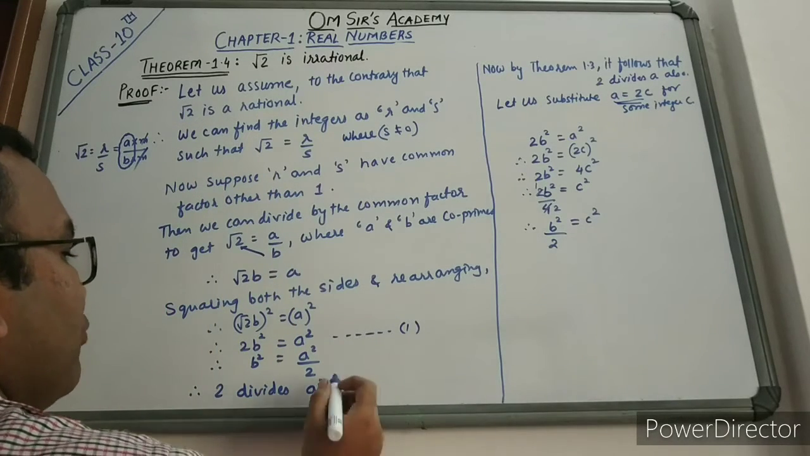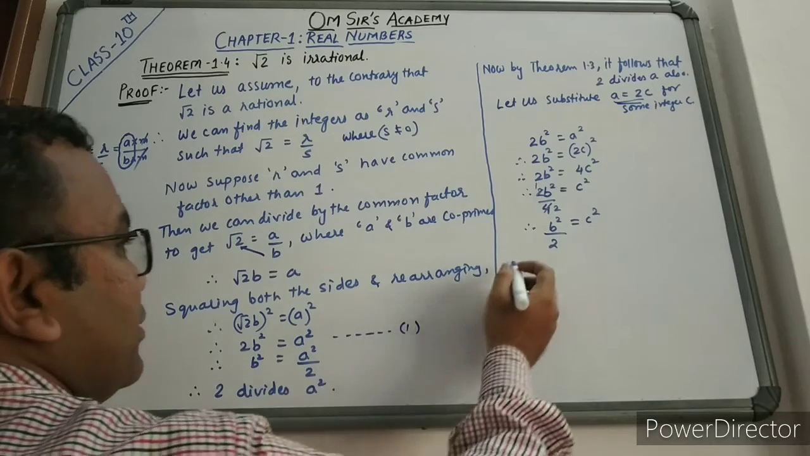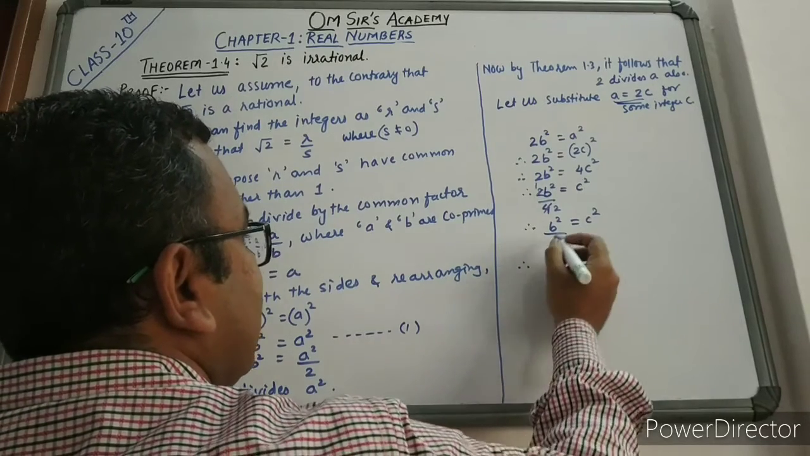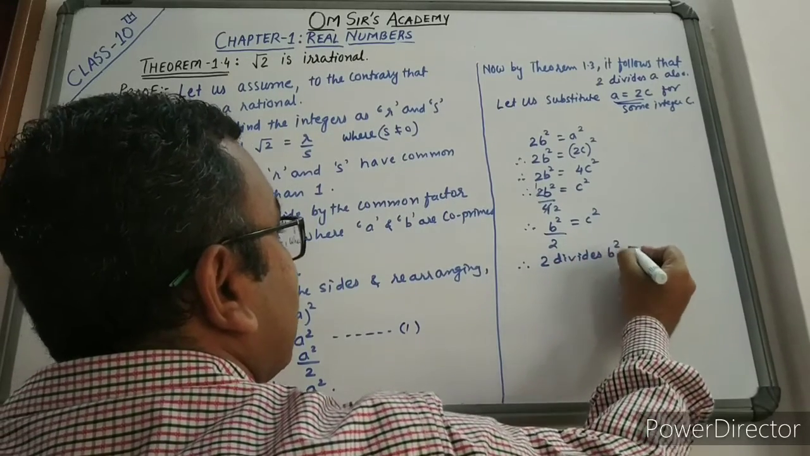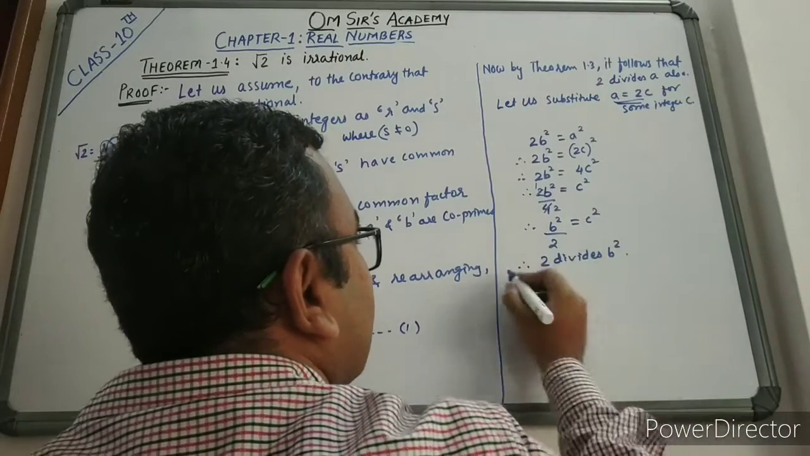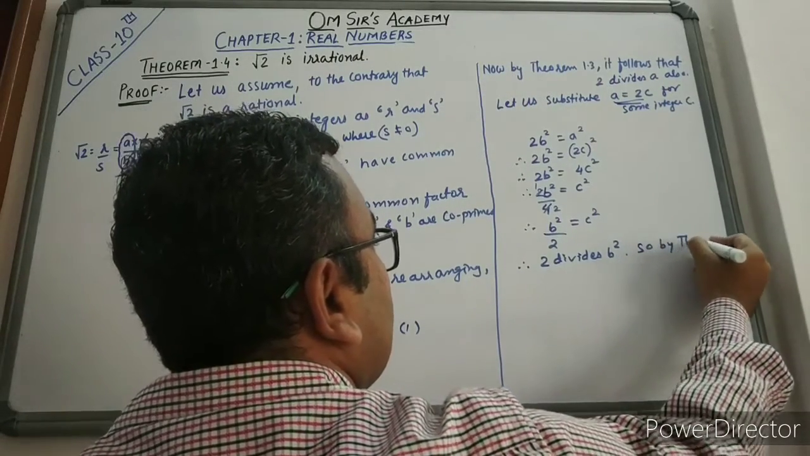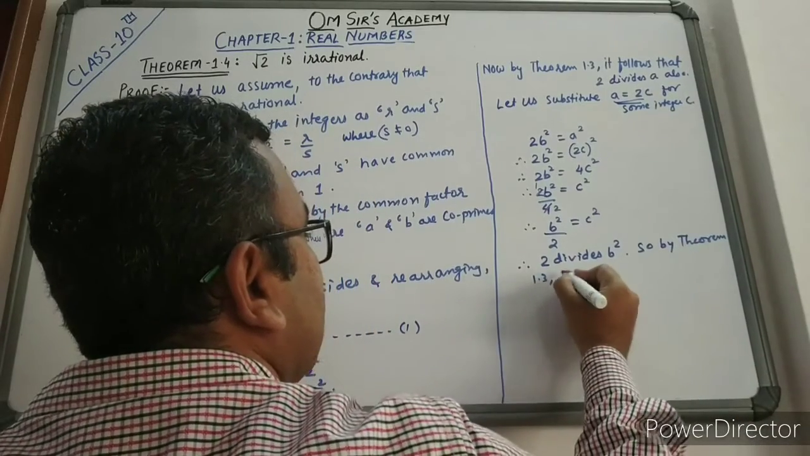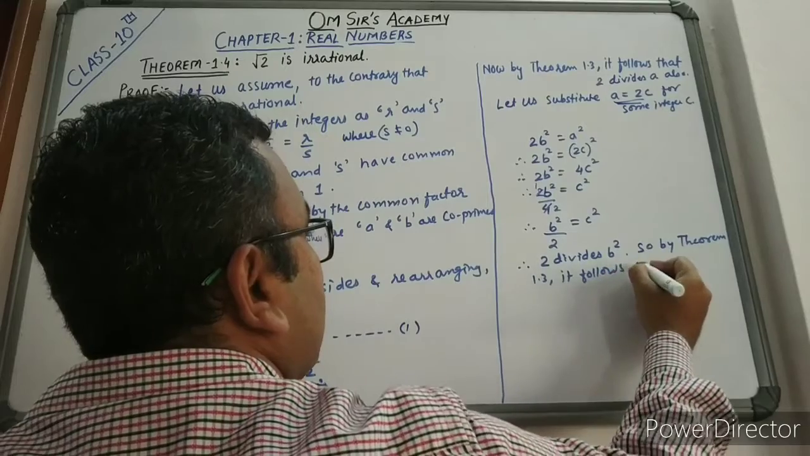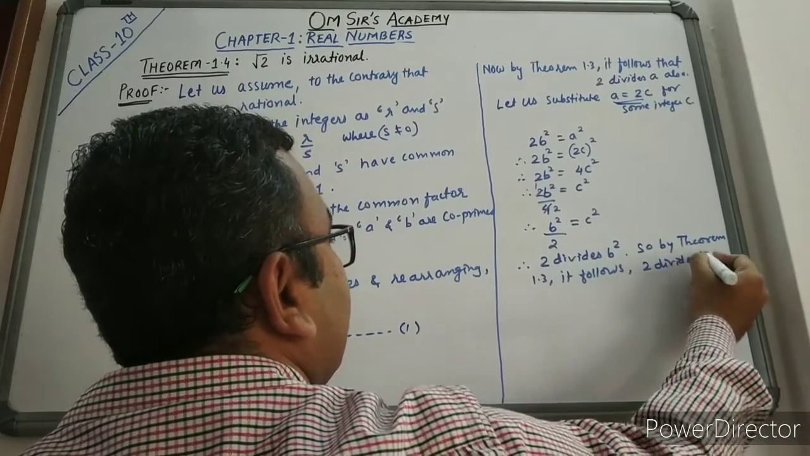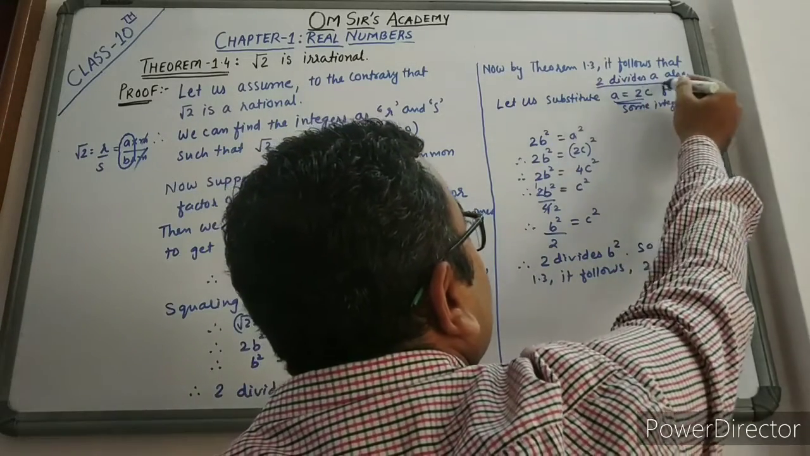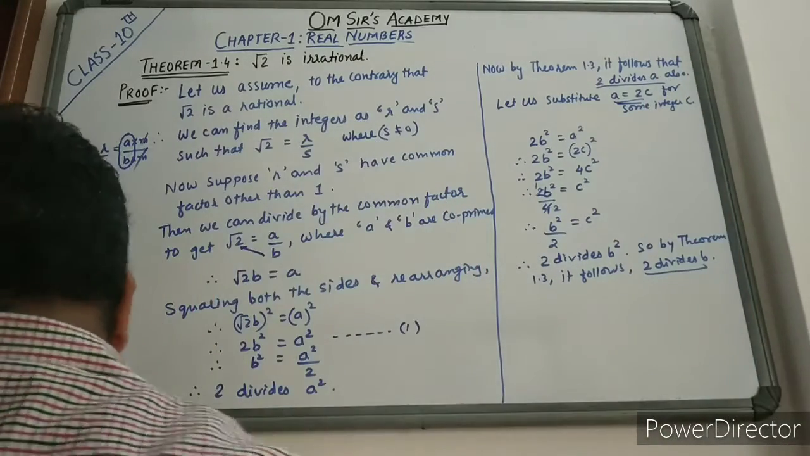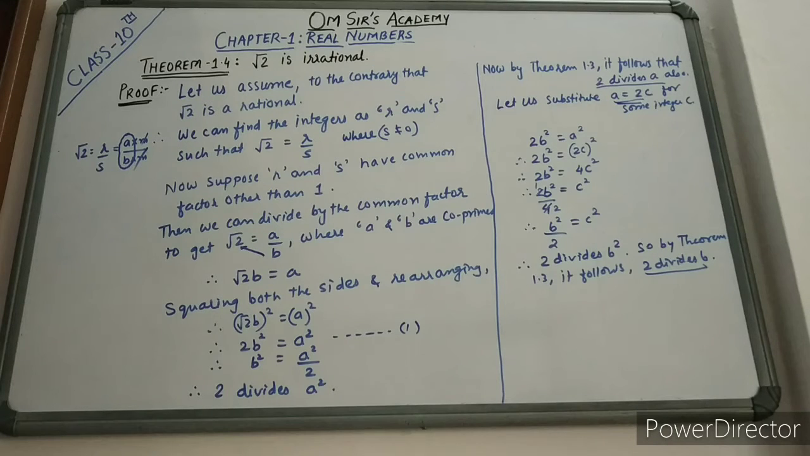Okay. So again what came? That here 2 divides a square. Here 2 divides b square. Is it clear? So 2 divides b square. Therefore by theorem 1.3 it follows 2 divides b also. Okay. So in this case 2 divides b also. तो 2 यहाँ पे a को भी डिवाइड कर रहा है एंड 2 यहाँ पे b को भी डिवाइड कर रहा है. तो दैट मीन्स व्हाट? 2 इज अ कॉमन फैक्टर.